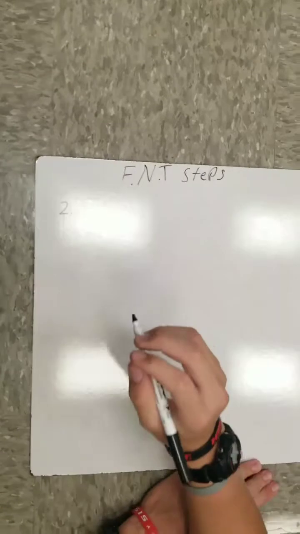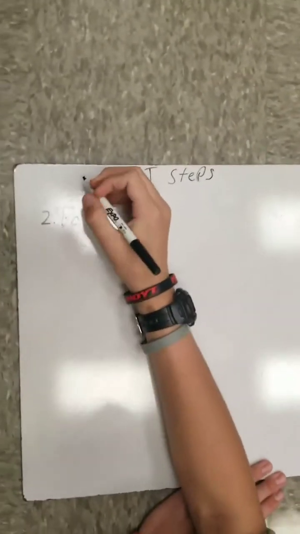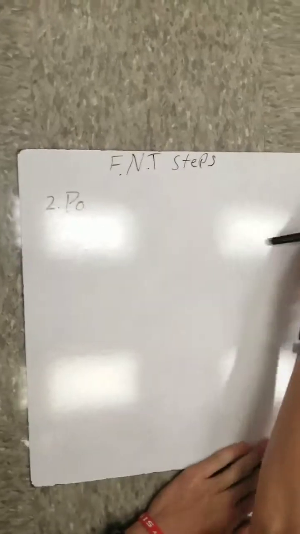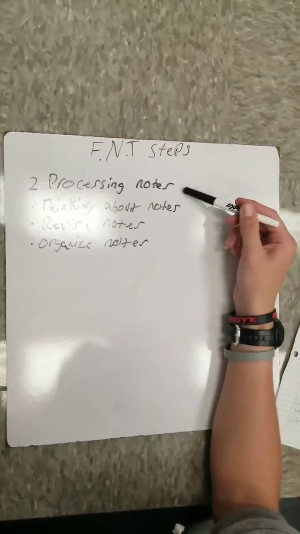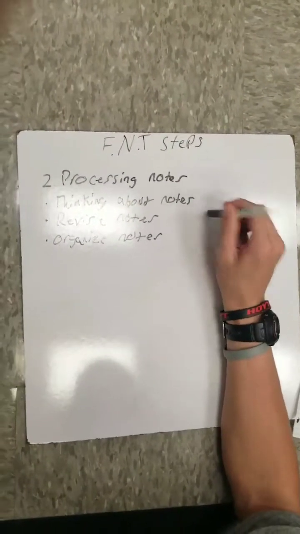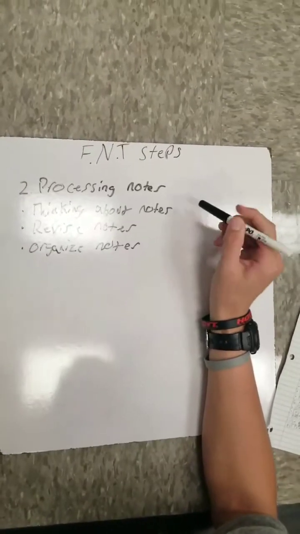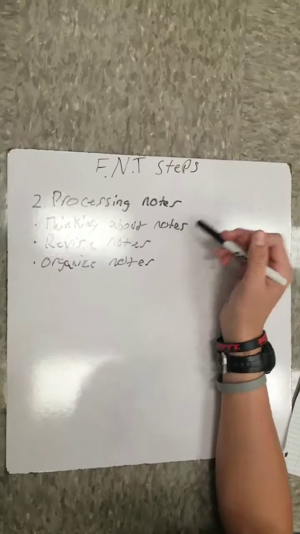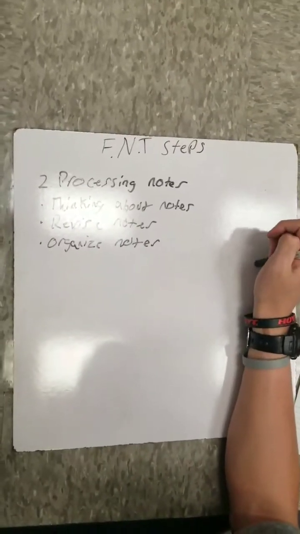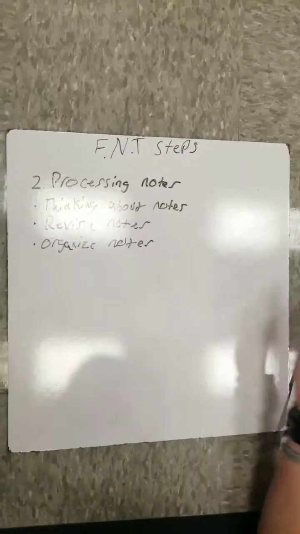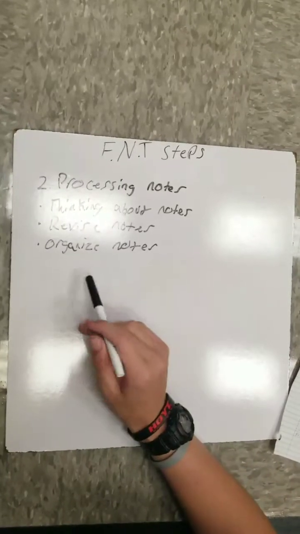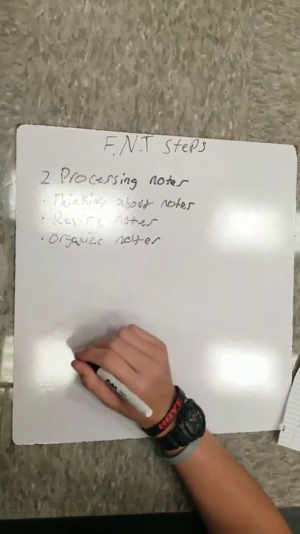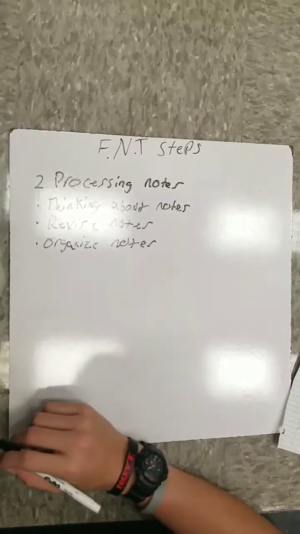Step two is processing. You can process your notes by thinking about your notes. You should do this within 24 hours of taking your notes so that it stays fresh in your mind. Revising your notes would be like cutting out unnecessary things or like adding stuff that you think you'd need more than other stuff. Organizing your notes would be like highlighting or writing in notes, asking questions, all that kind of stuff.